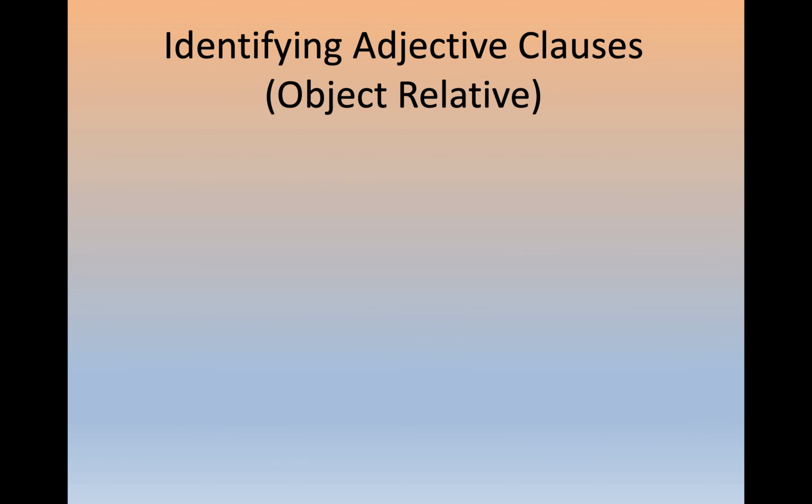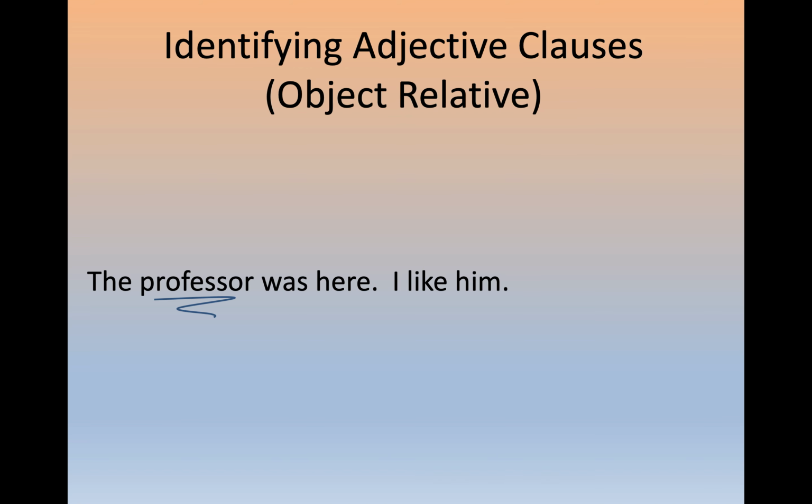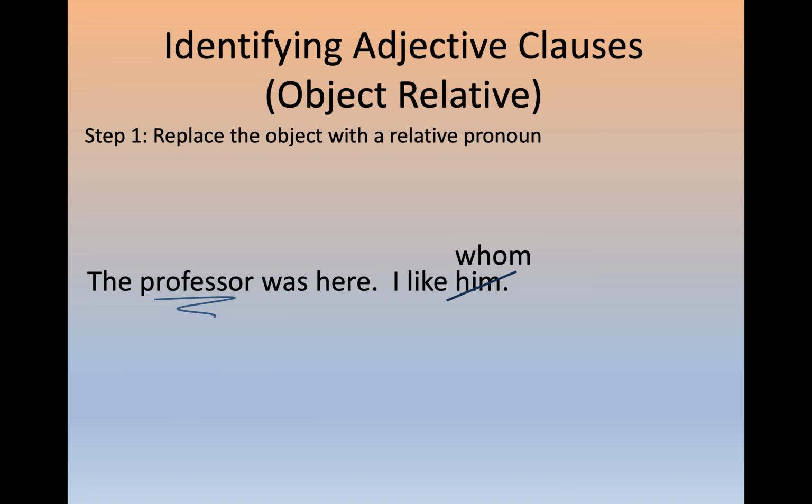Let's see another example. The professor was here, I like him. I'm describing the professor. Okay, so which relative pronoun should I put here? It's a person in the object part of the sentence. I'll use whom. Whom is for people in the object part of the sentence. Who is for people in the subject part of the sentence. Who is subjective, whom is objective.